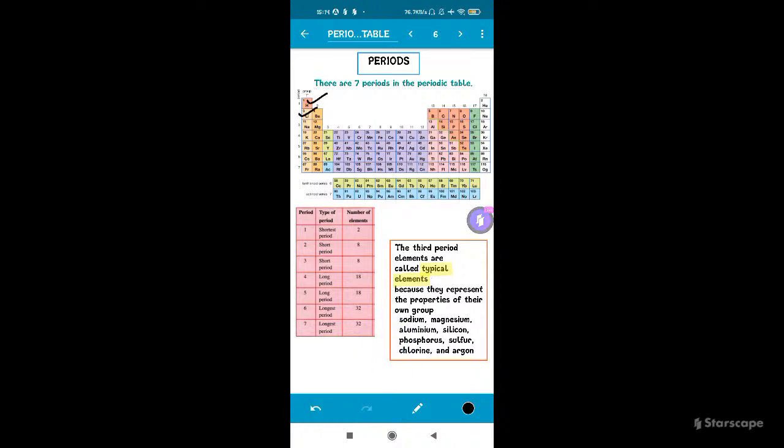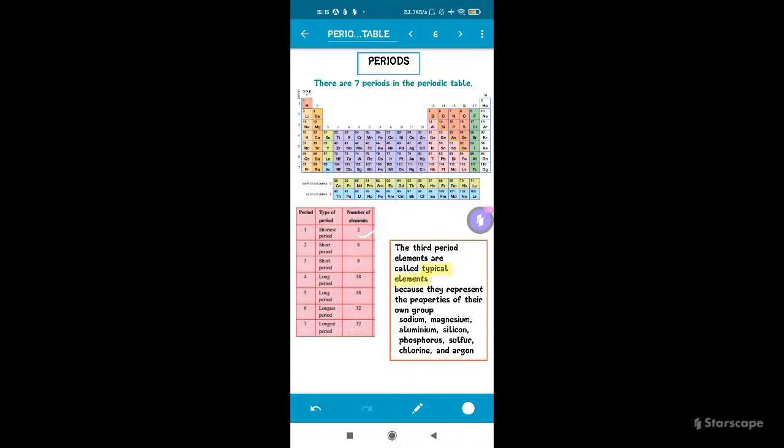1, 2, 3, 4, 5, 6, 7. So as you can see, let us see how many elements are there in each period. We will count it together. So talking about period 1, it has only 2 elements, as you can see, hydrogen and helium only, isn't it? So it is the shortest period.